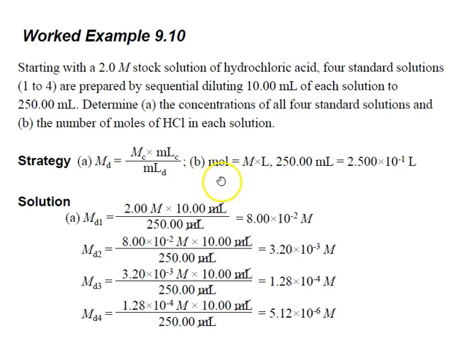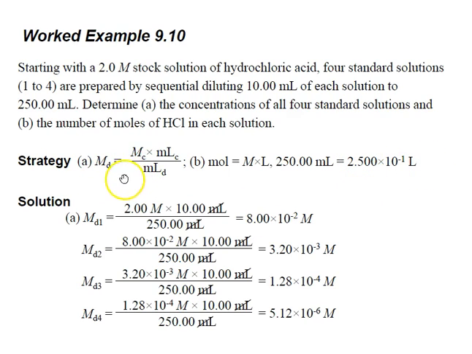Part B, we want to know moles, which we can determine by taking molarity times liter. So moles over liters times liters. Liters cancel, gives us molarity. And then another thing is just showing 250 milliliters is the same thing as saying 2.5 times 10 to the negative 1 liters, or 0.250 liters.